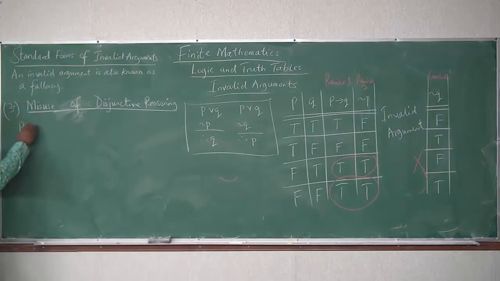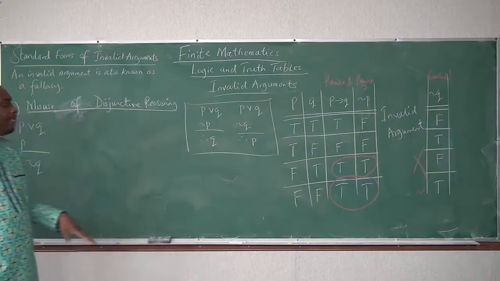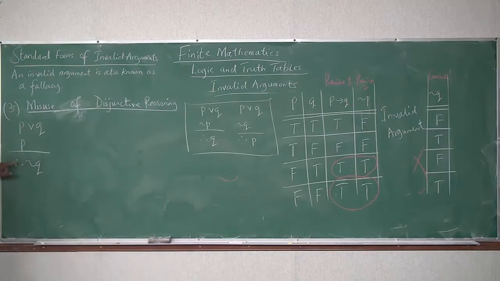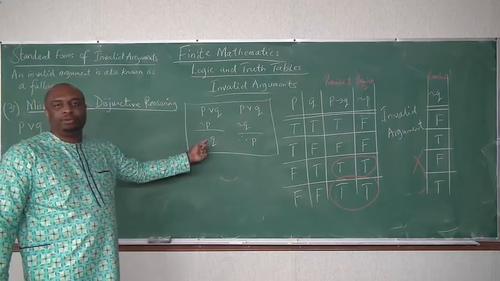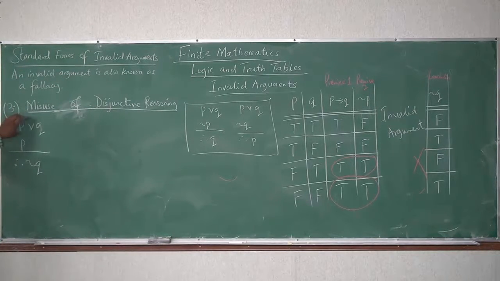You could have P or Q, and then you now have P, therefore not Q. This is a misuse for this one. Instead of putting not P, therefore Q, you put P, therefore not Q. That is, you now negate this Q instead of negating P. Now, if you say the color is red or the car is blue, well, the color is red, therefore the car is not blue. Check the reasoning.